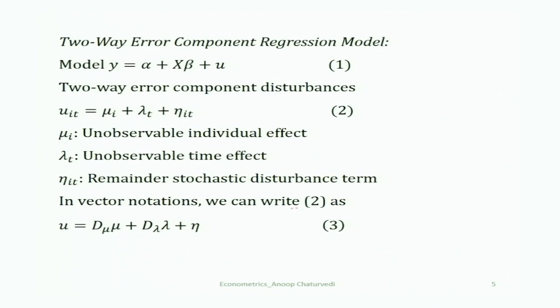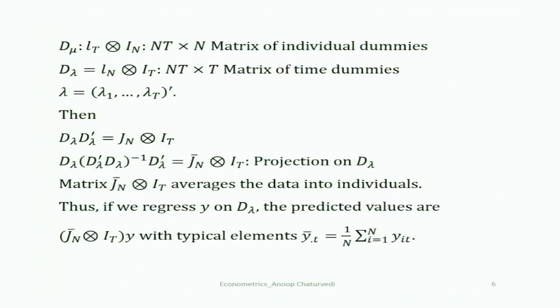Now, in vector notation, we can write this equation 2 as u equal to D mu into mu plus D lambda into lambda plus eta. Just like the previous case, D mu is equal to L T Kronecker product I N. So this is the matrix of individual dummies. And D lambda is equal to L N Kronecker product I T. This is an N T cross T matrix, and this is the matrix of time dummies.